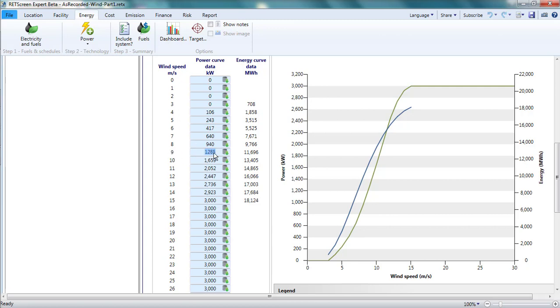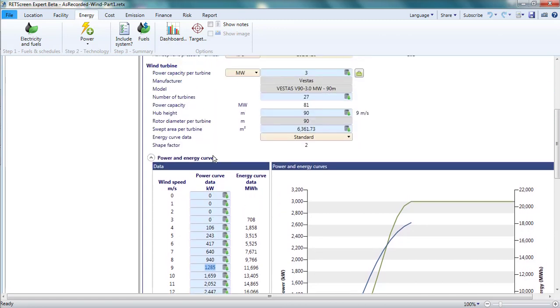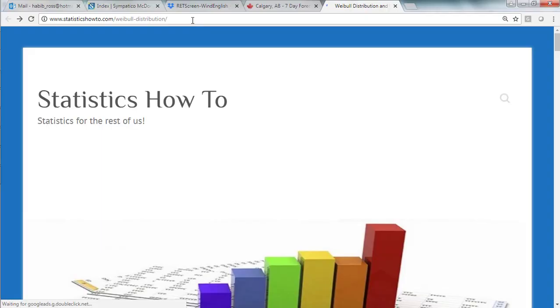Thus, we need one more piece of information, and that is the distribution of wind speeds around the average. In the wind industry, it has been observed that the frequency distribution of wind speeds often approximates a mathematical function called the Weibull probability distribution.